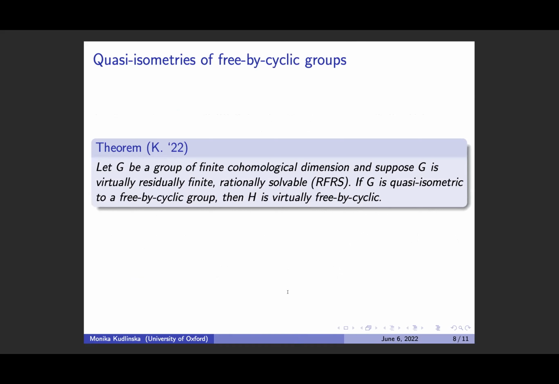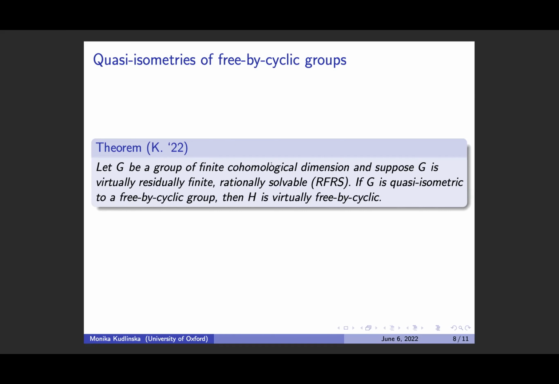So this is a new theorem. I'm going to just read it out and then define all the terms in the theorem. It's a bit of a mouthful. So suppose I have a group G, and this group has finite cohomological dimension, and it virtually has this property of being residually finite, rationally solvable, or RFRS for short. Then if G is quasi-isometric to a free-by-cyclic group, it's actually virtually a free-by-cyclic group.